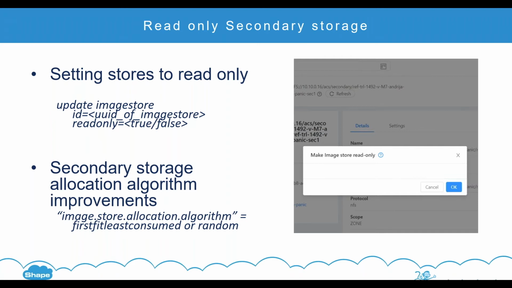So we've got an option now, rather than random, which is the old way, with this global setting, we can set first fit, least consumed. So it's the first secondary storage pool that fits the job and is the least consumed. By definition, what CloudStack is doing is then balancing out your secondary storage pools for you.